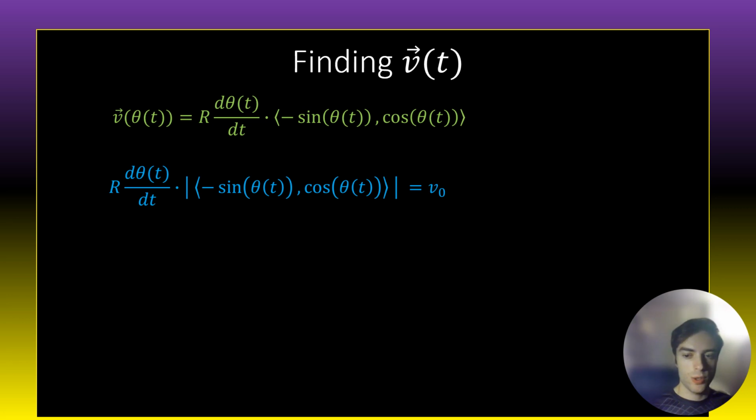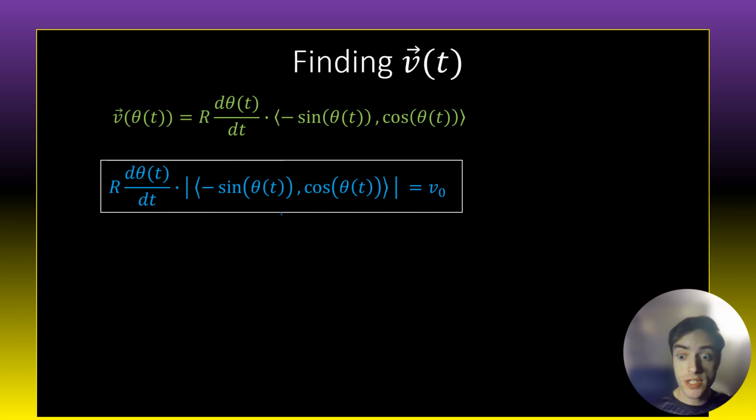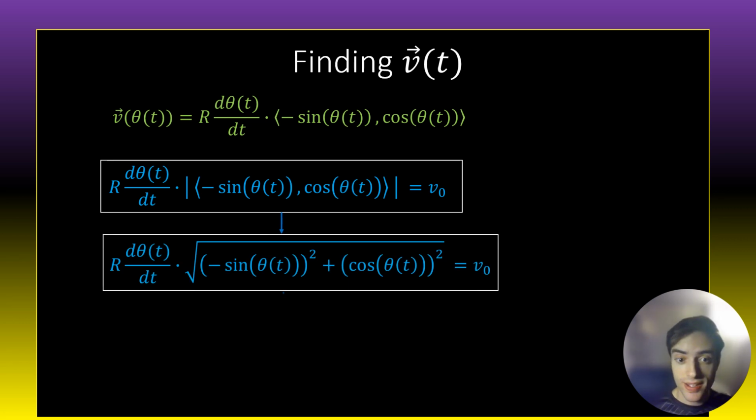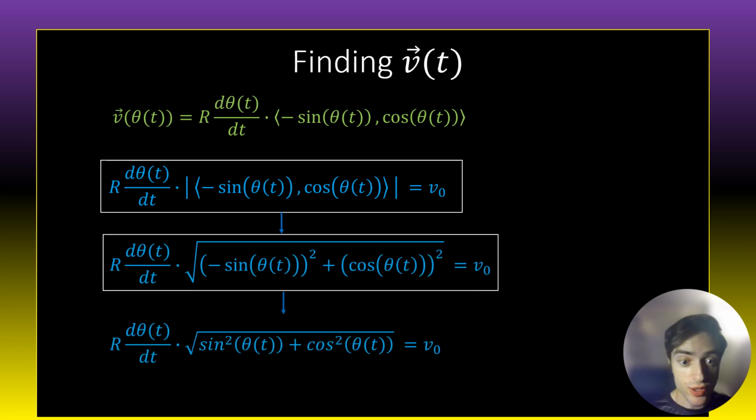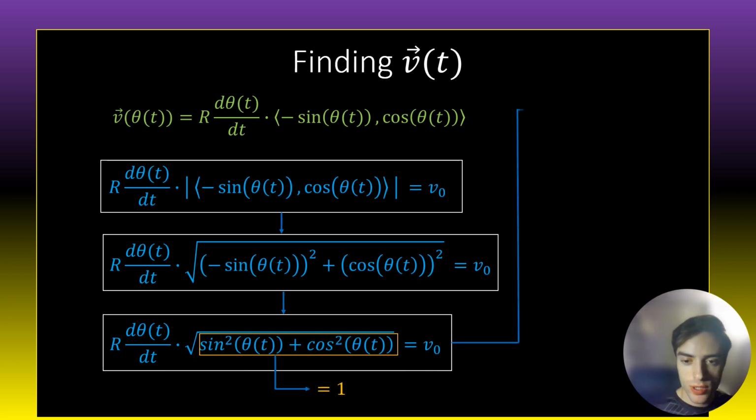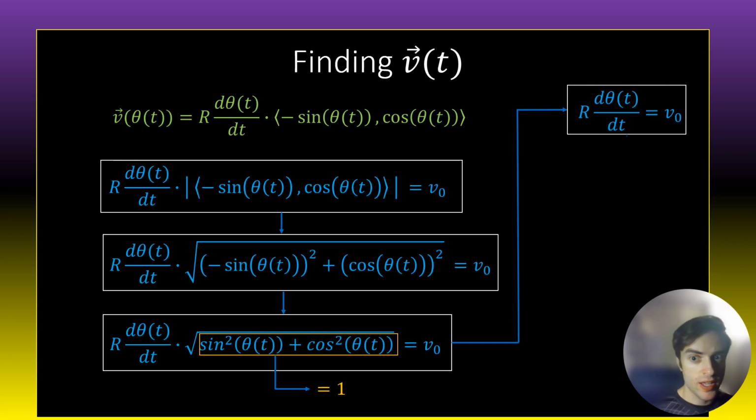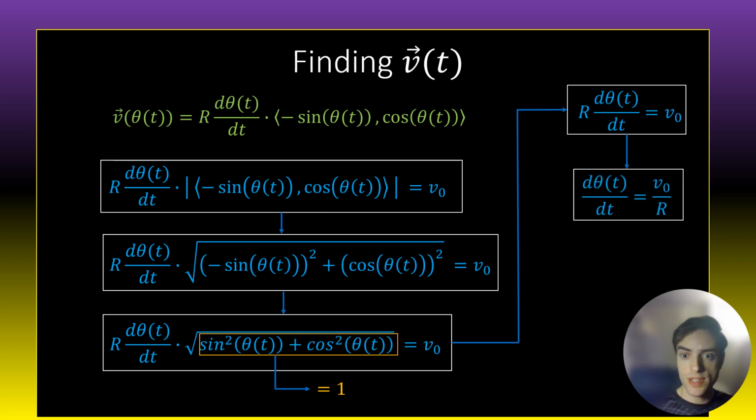All right, so now we will retain the information in green about the velocity, and we will further process the equation in blue. Let us further process this equation by expanding the magnitude. And then we recognize we have a sine squared of theta plus cosine squared of theta, and this must be equal to 1, using that one trig identity. And now we may proceed with the simplification and finally solve for d theta by dt. We say that d theta by dt is equal to v naught over r.